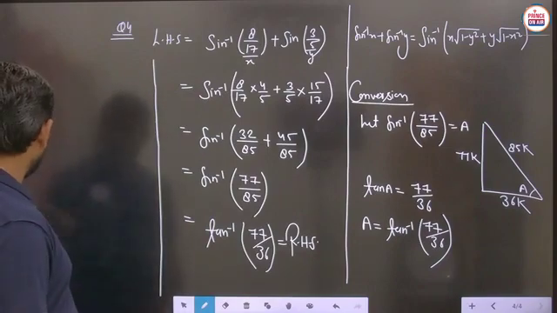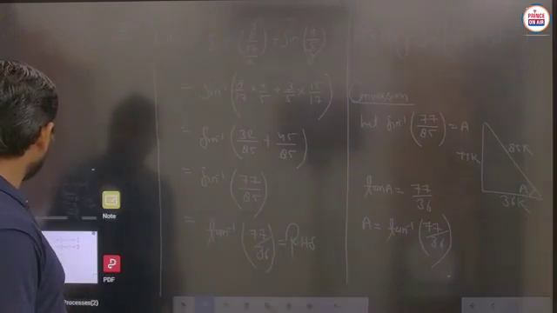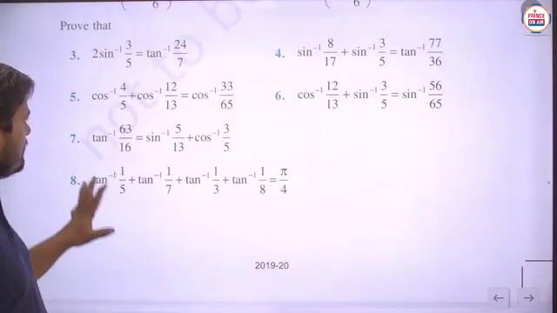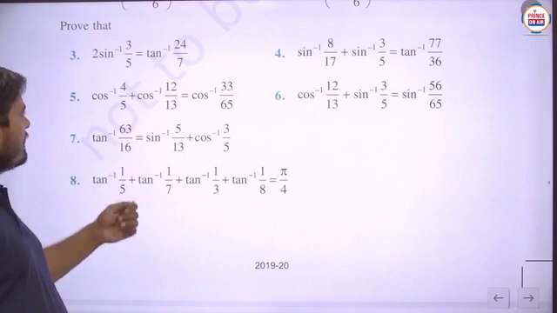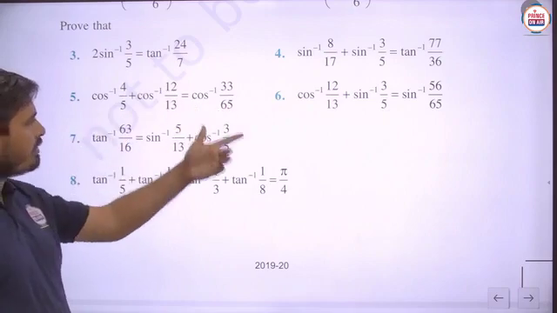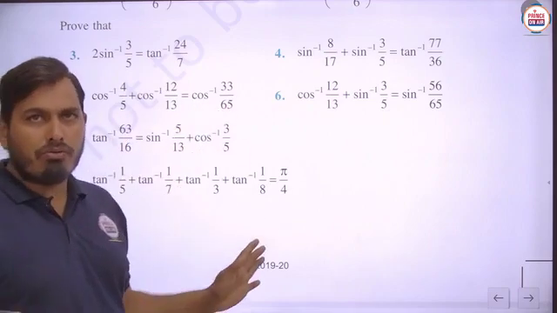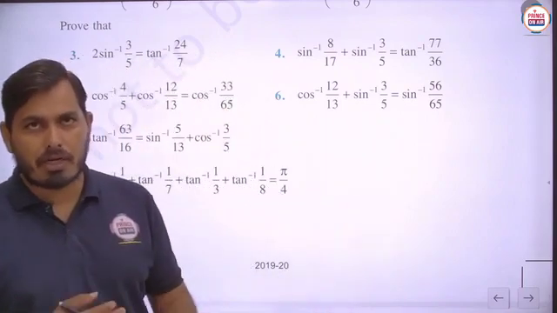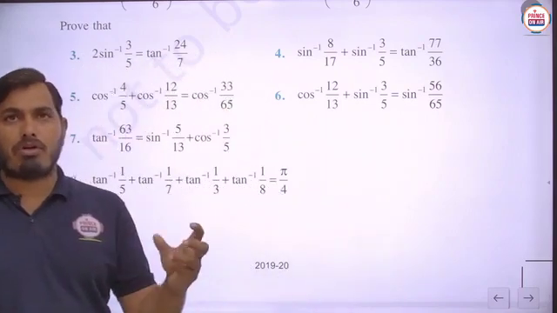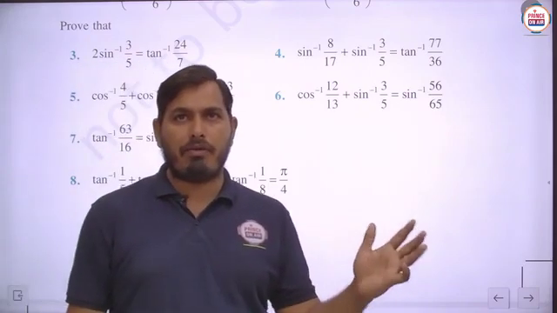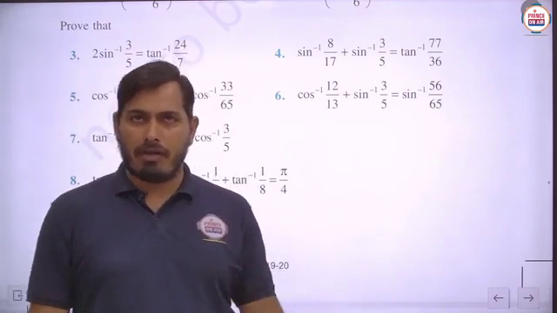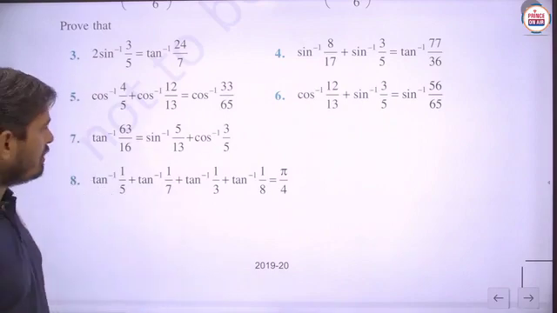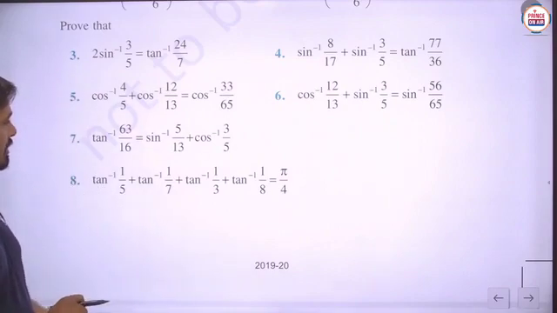Next, question number 5 we are taking. Again, this is a simple question, because here in the left hand side cos inverse will be there, and in the right hand side cos inverse will be there. So no conversion is required here. Conversion is required where the inverse trigonometric functions in the left hand side are different from the right hand side. Otherwise no particular conversion is needed.